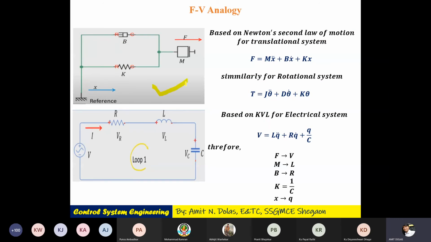This is the mechanical system where we can see force is applied in this way, mass is there, there is one node here, then one damper is there, one spring is here, and displacement in the direction of force. So based on Newton's second law of motion for translation system, we can write F is equal to m x double dot, मास के लिए हो गया, एक ही है ना यहाँ पे displacement, double displacement नहीं है.